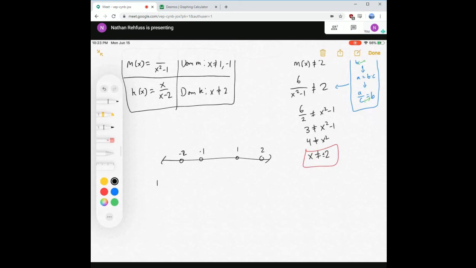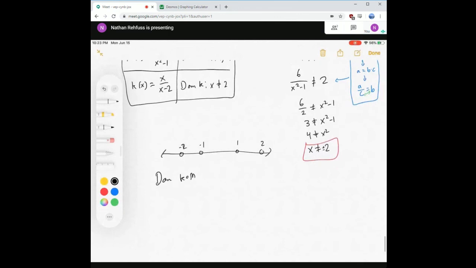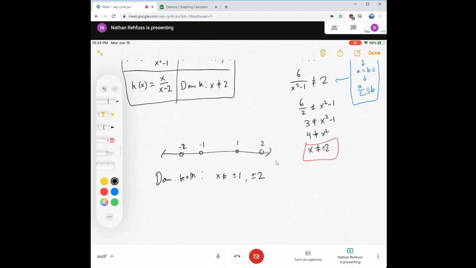If I wanted to write this in interval notation, I could say, as an inequality, it's easy. I could just say x is not plus or minus 1 or plus or minus 2. In interval notation, it's terrible because there are 5 chunks to this interval.